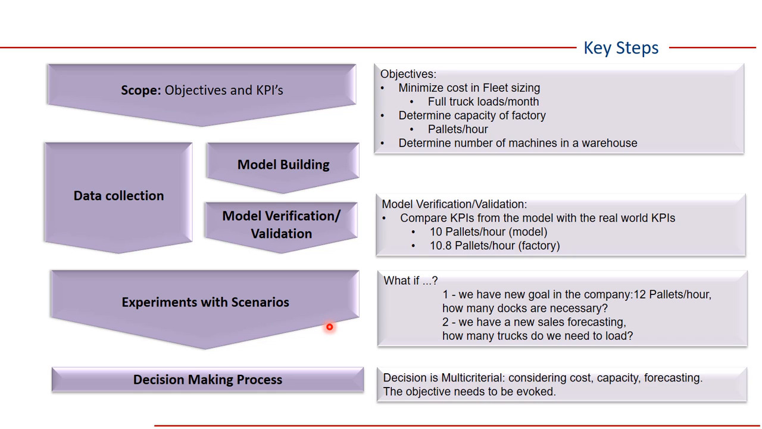And after this point, once we have some experiments, this is the decision point, and the decision is always multi-criteria. You have to consider cost, capacity, forecasting, and the objective needs to be evoked here. So let's remember, if we have to minimize the cost in the fleet sizing, I think we need to emphasize and highlight this point here. The key point should be total cost, and to minimize it, okay?